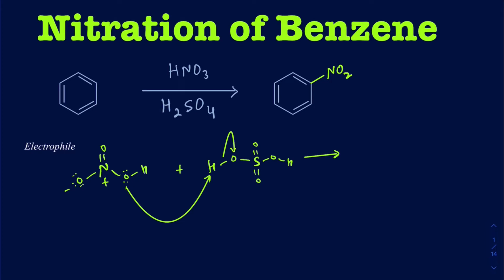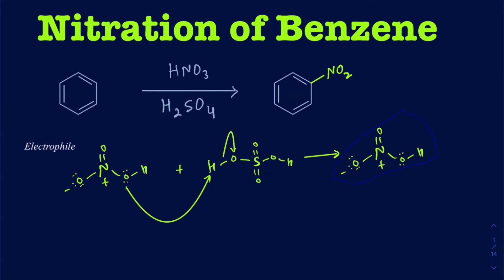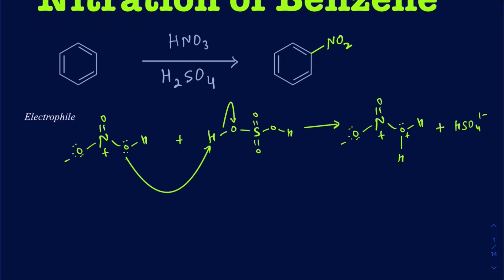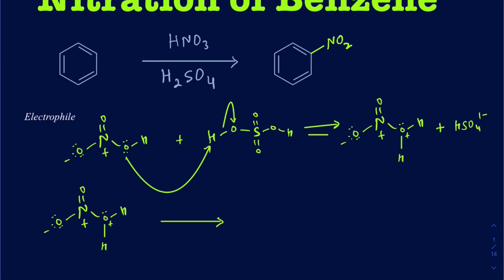I'm going to copy this down and put it right here. In the process, I have protonated this oxygen atom, so I have a positive charge, plus I have HSO4 1 minus made that I'm going to be using in a little bit. And then in the second step, you have this conjugate acid made out of the nitric acid, but now it has a good leaving group. The first reaction you can write in equilibrium because it's just an acid-base reaction.